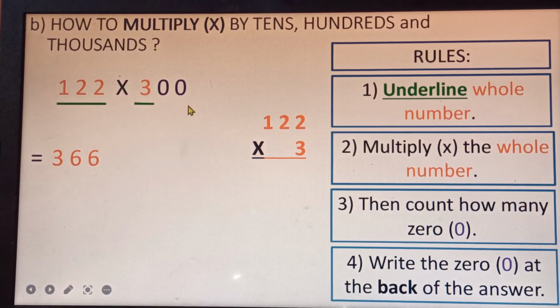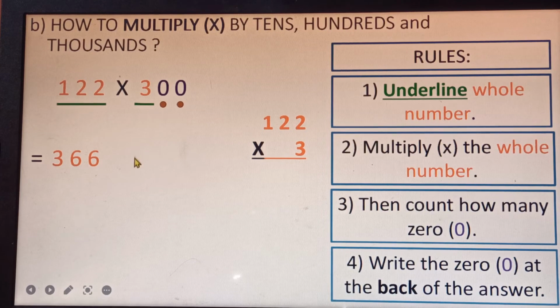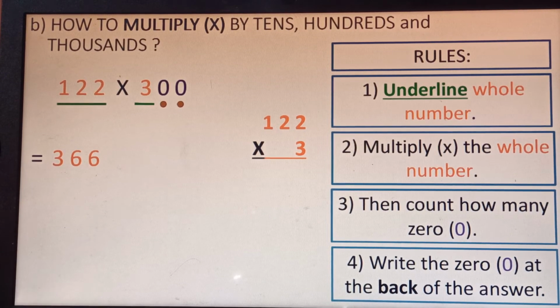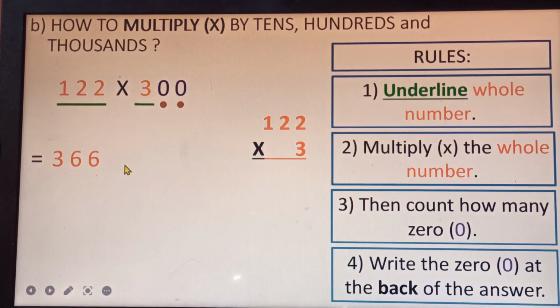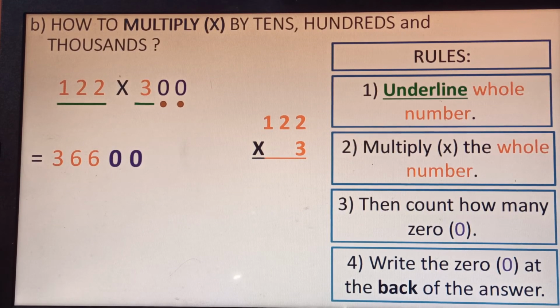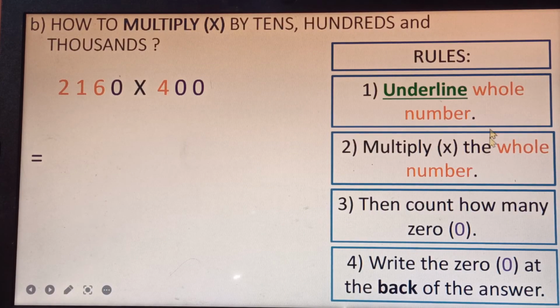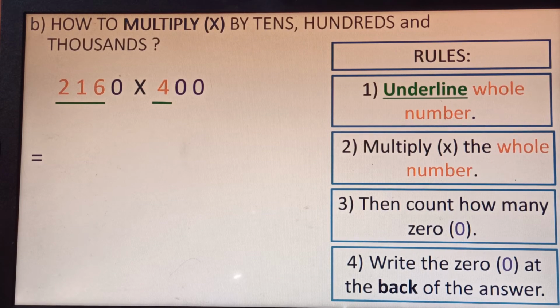And count the zeros. As usual, you put a dot under the zeros to count how many zeros you must put at the back of the answer. So 2, so I put 2 here from the ones. So I got 36,600. Next one. Okay, let's try the next one. Okay, can you see?